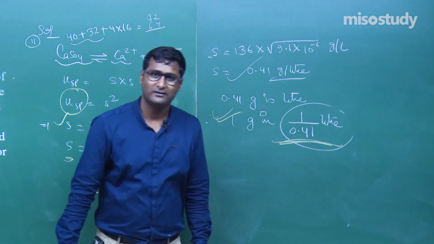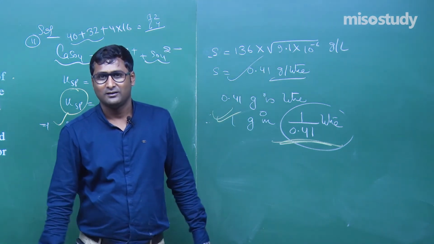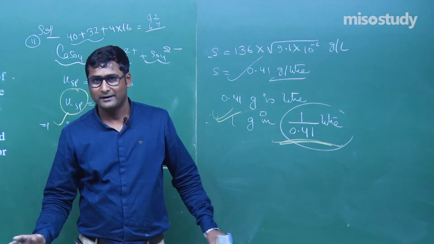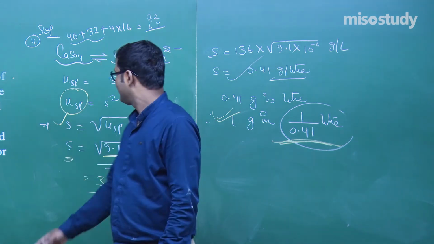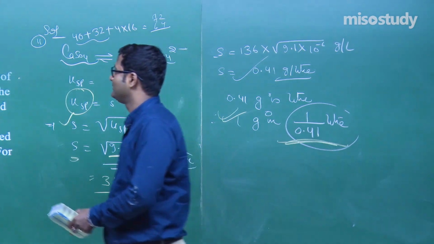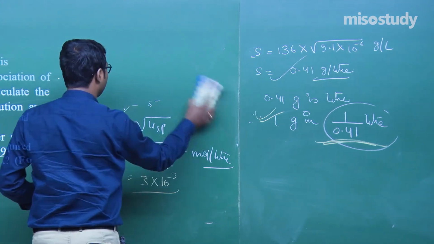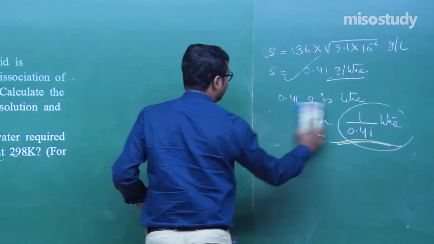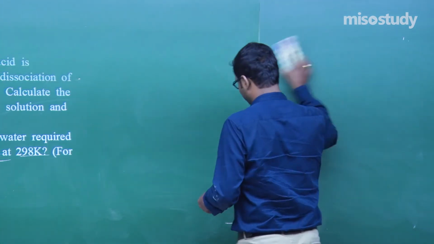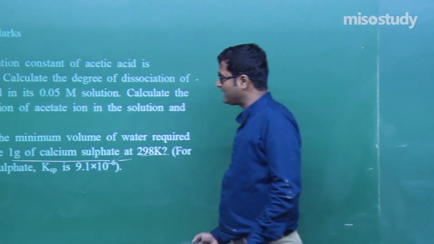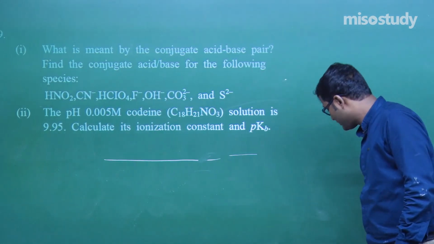So my friend, tell me, is it clear to you? Okay, I think you have written this. Now I am going to rub this part and I am moving to the next question, question number 9. What is given in question number 9? Check it out. What is meant by conjugate acid base pair?